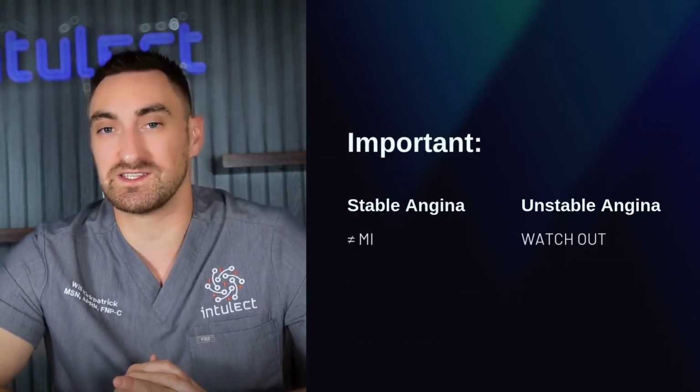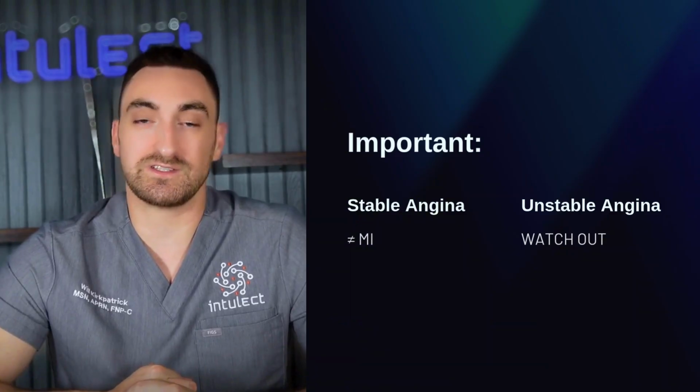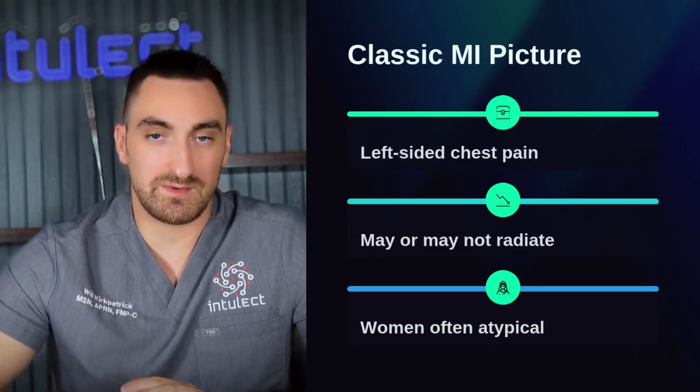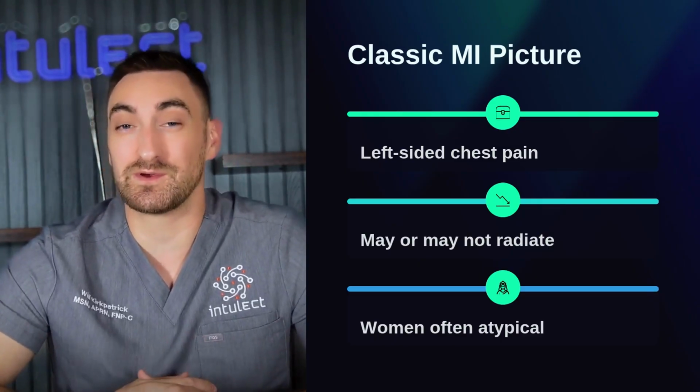Stable angina is not necessarily a myocardial infarction. Unstable angina is when you have to start looking at it. So that's your hallmark sign and symptom, chest pain. It could radiate, it could not radiate, especially women have atypical signs and symptoms.